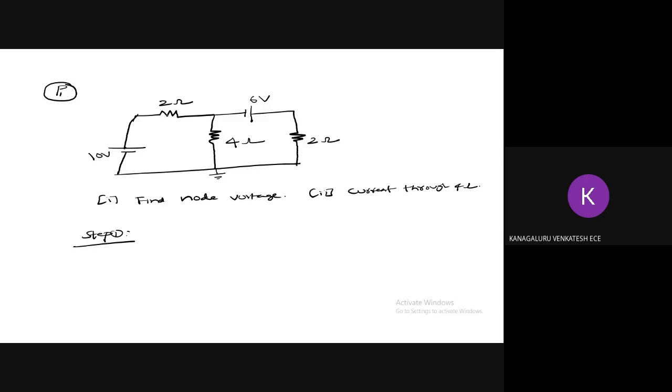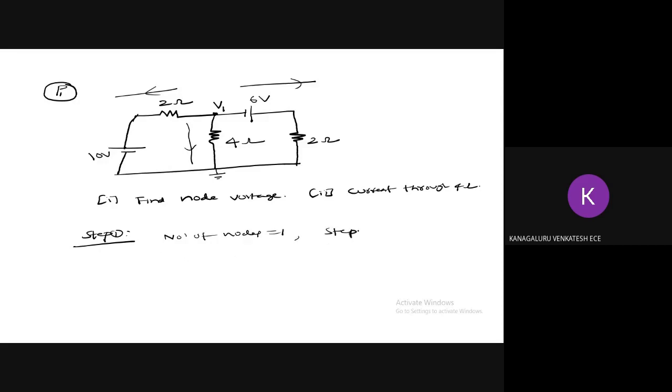Now look here. We have three branches connected here: this side one branch, this side another branch, and in the center another branch. Three branches are connected, so this connecting point I can call a node. So the number of nodes identified is 1. Second step, assigning a variable to the node. I'll assume V1. I'm assigning the node voltage as V1.